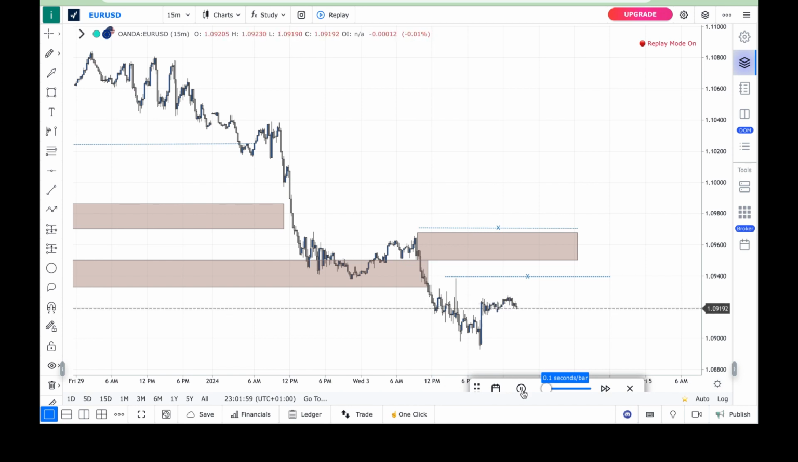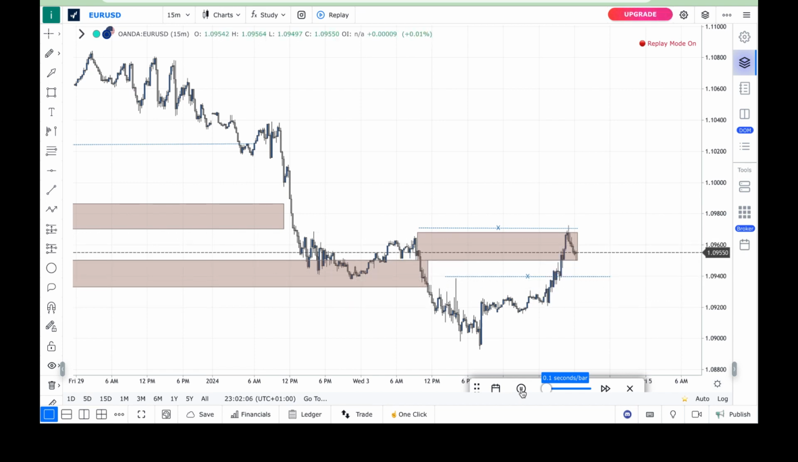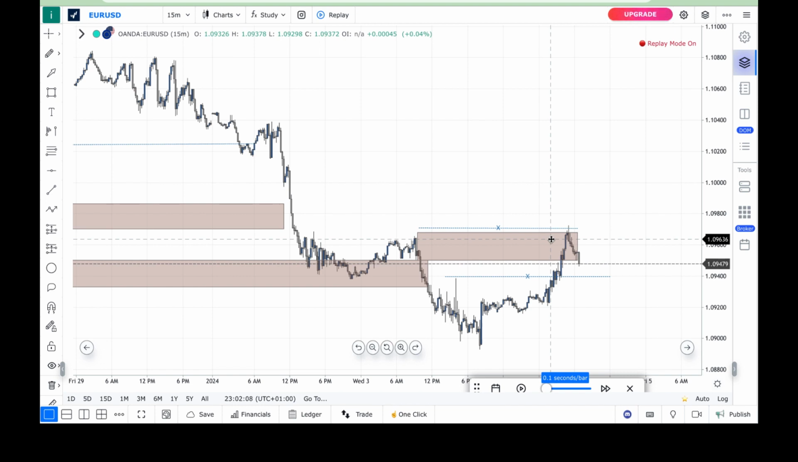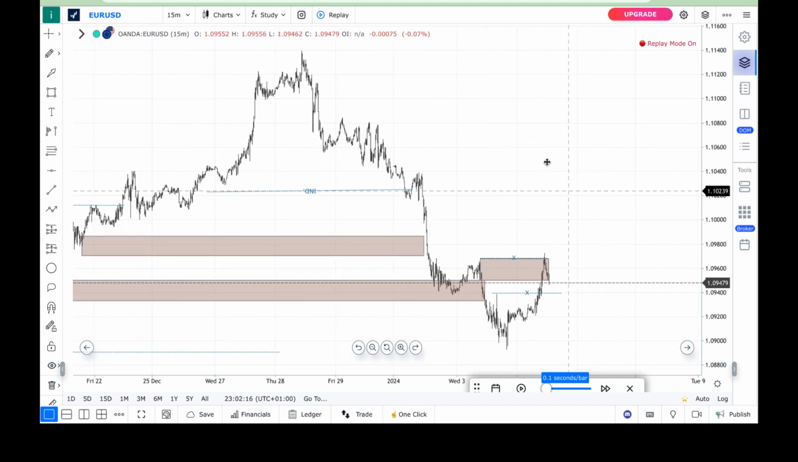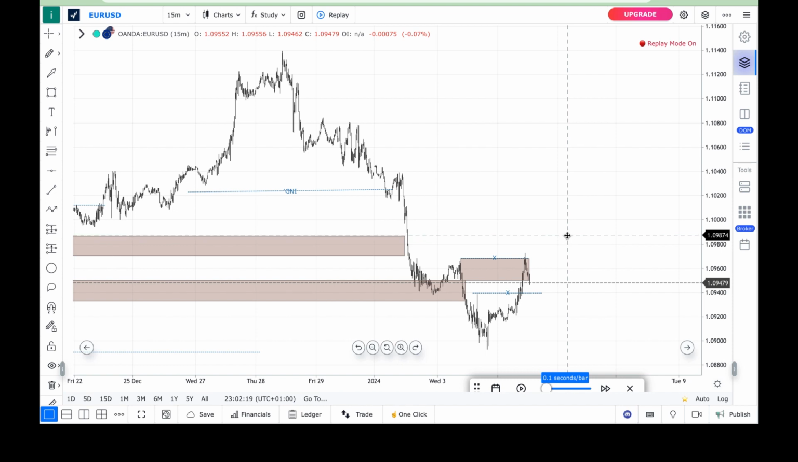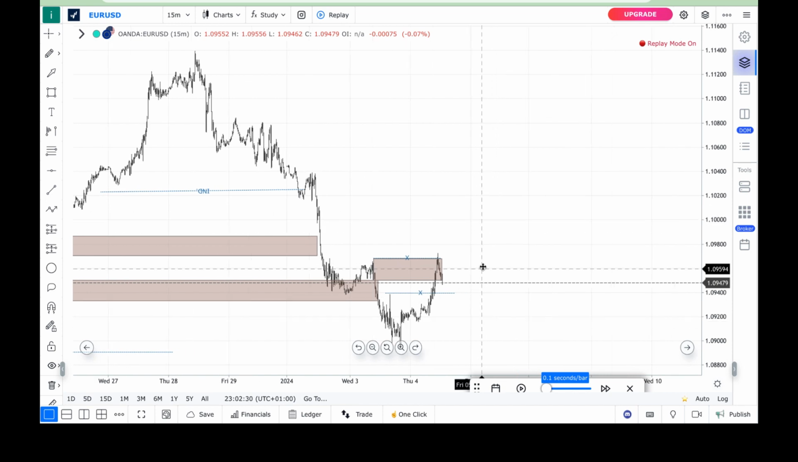It gives them some kind of hope. Can you see? So they got liquidated. That's exactly how the market works. Once you know the liquidity concept, then trust me, you won't have any issue. Trust me. So now let's see what happens.